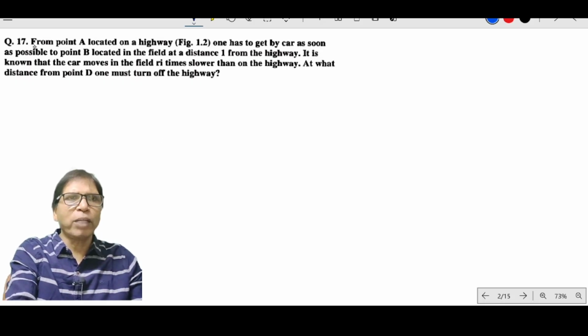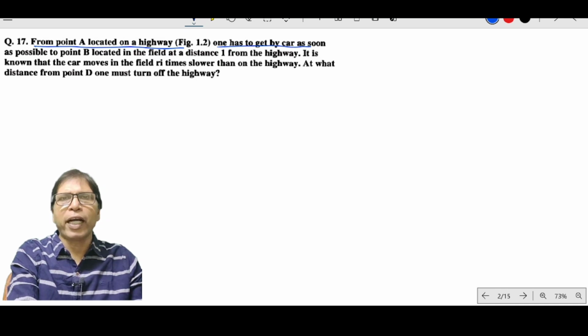Look at this question number 17. From a point A located on the highway, one has to get by car as soon as possible to the point B located in the field at a distance L from the highway. It is known that the car moves in the field n times slower than on the highway. At what distance from D must one turn off the highway?